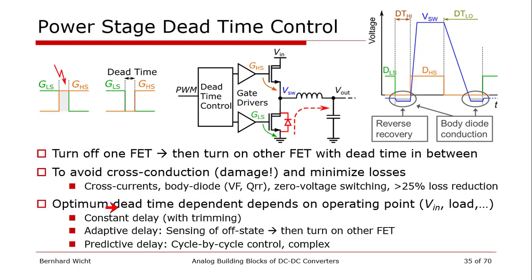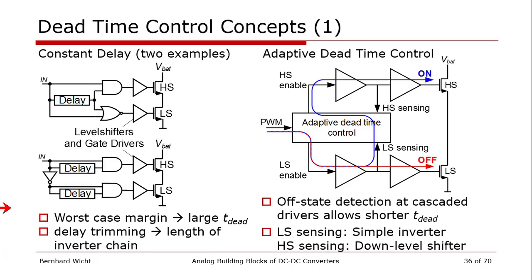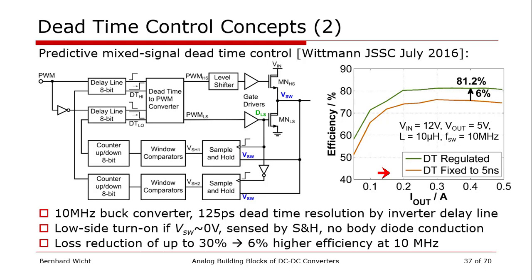So there are various concepts which I would briefly like to summarize. So the easiest is to make use of delays of CMOS inverters. That's very simple, but it needs some design margin as you want to be safe over corners. The other one is similar to the break before make circuit, which we have seen before already. So probably go quickly over that.